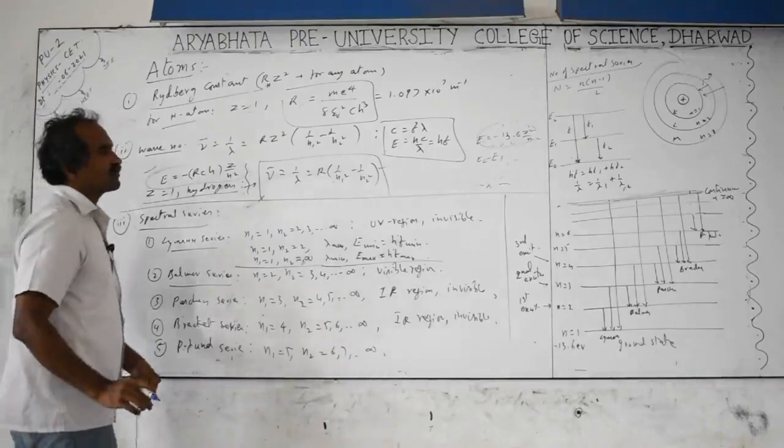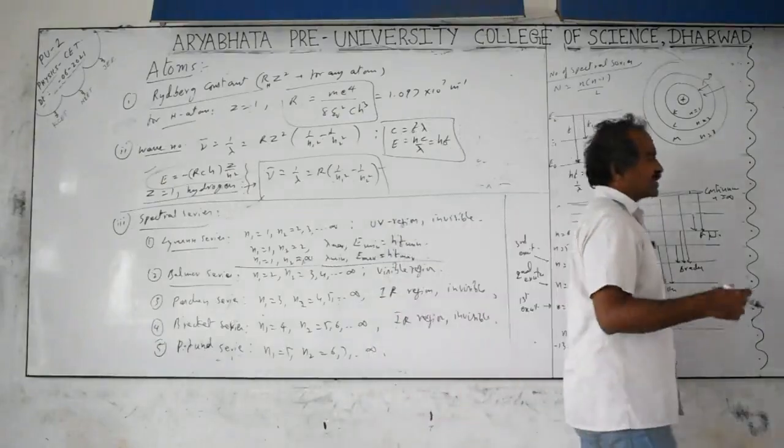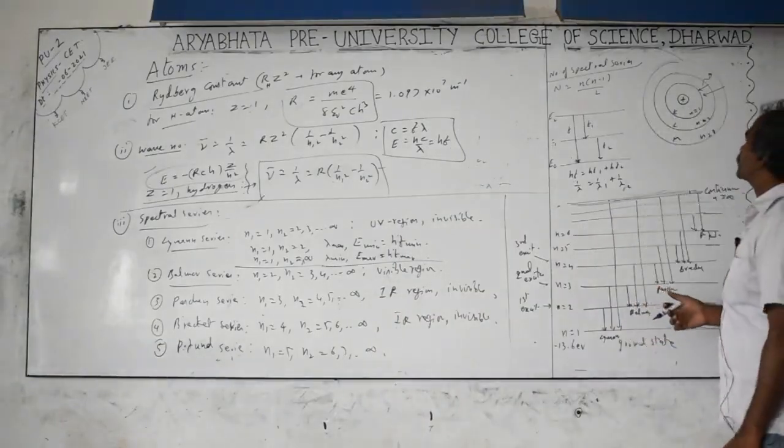Next, an electron jumping from a higher energy level to a lower energy level emits radiations. So the frequency of the radiation emitted is given by the hf formula.